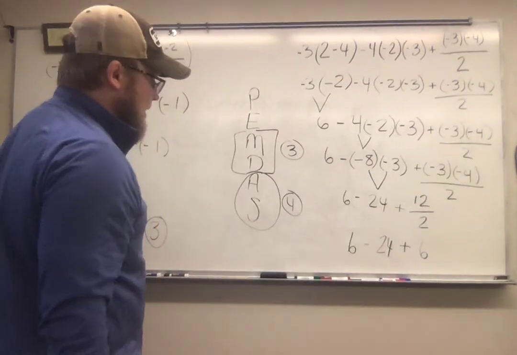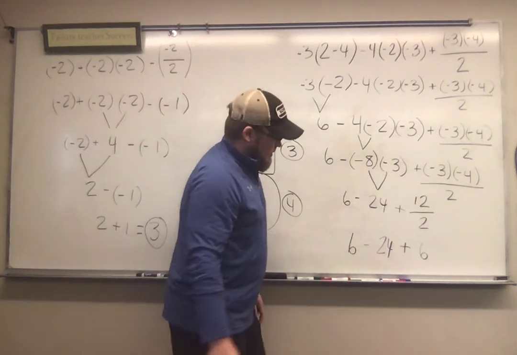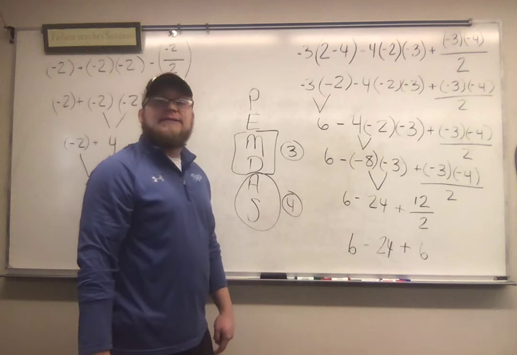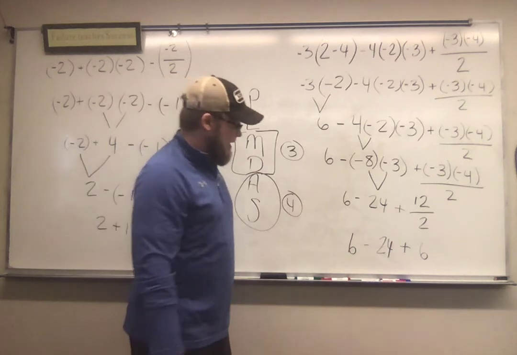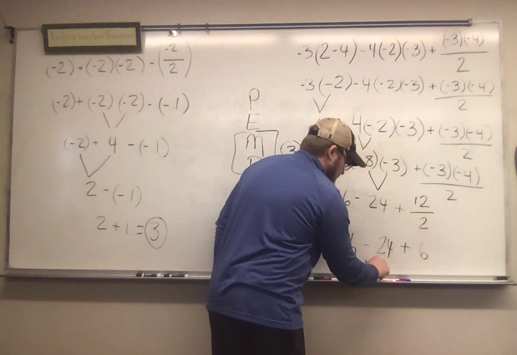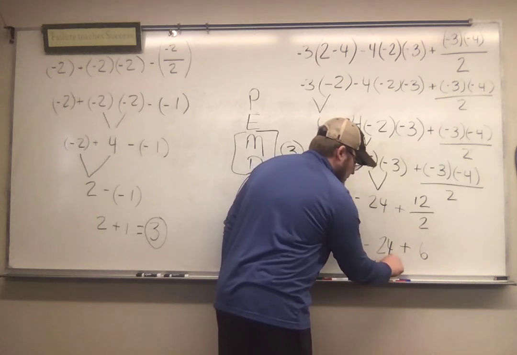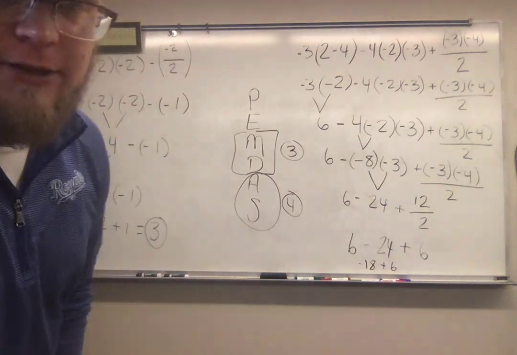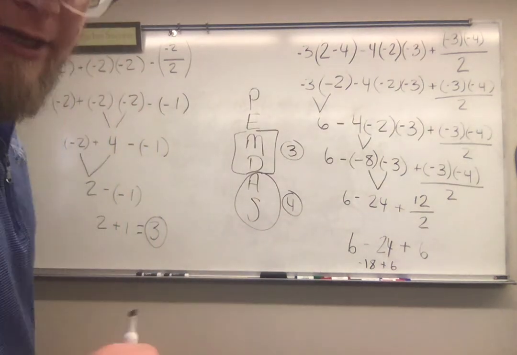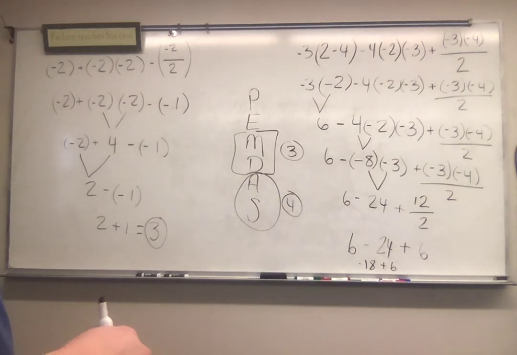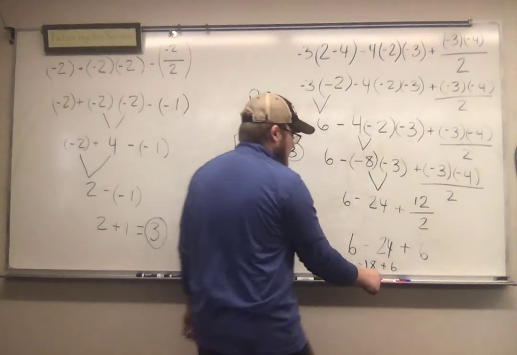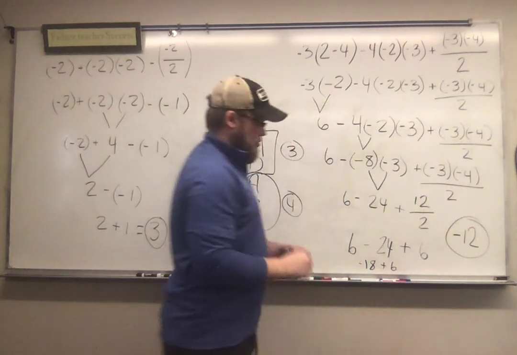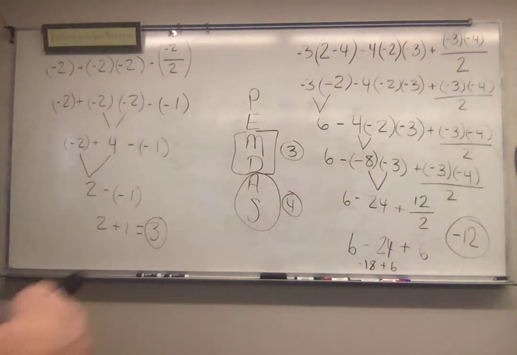So when we go to add this up now, 6 minus 24, that is negative 18. And then do not forget to plus 6 to that at the very bottom. I know that's getting a little bit small. I hope you can still read that. Looks like you can. Negative 18 plus 6, that is going to be negative 12 for your final answer.